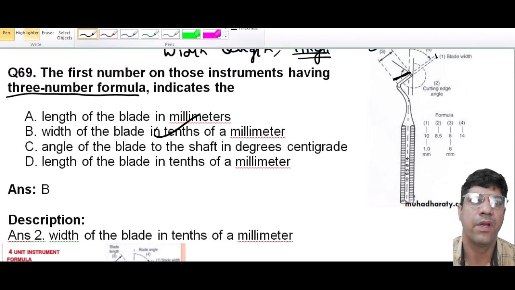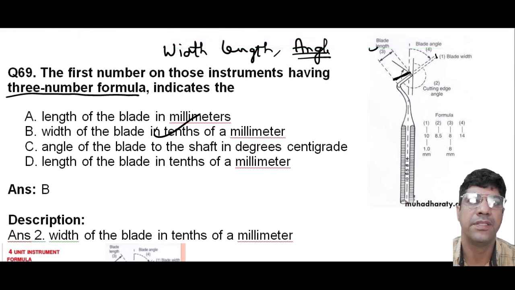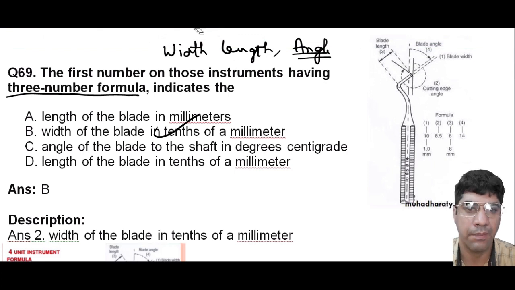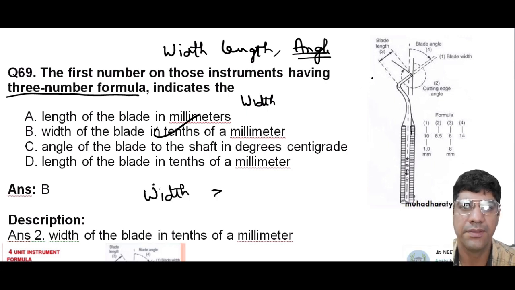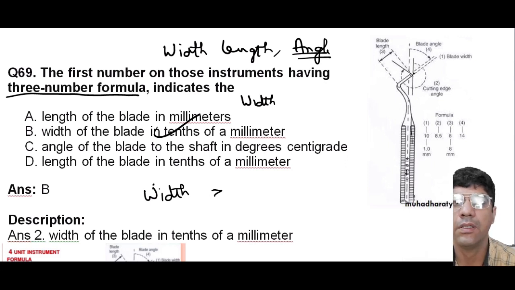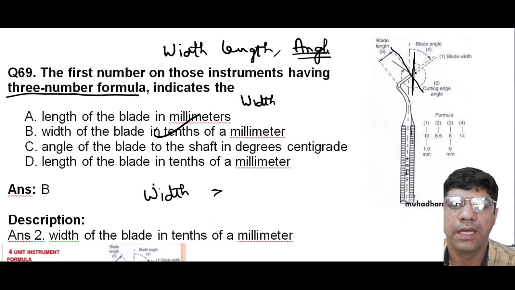Now the four number formula, what would it represent? The first number would represent the width of blade, so this is the blade width. The second number would represent the angle that is formed by the primary cutting edge, so this is the primary cutting edge, and the long axis of the instrument handle in a clockwise direction. So this clockwise direction would represent the second number.